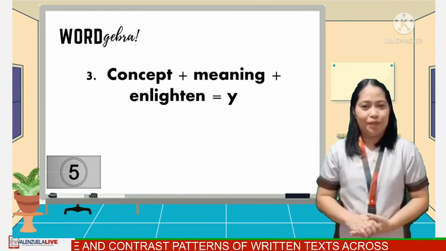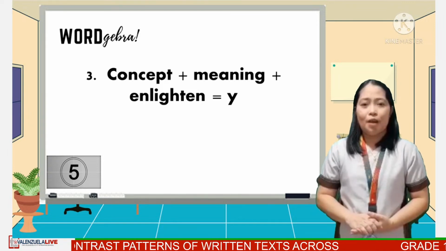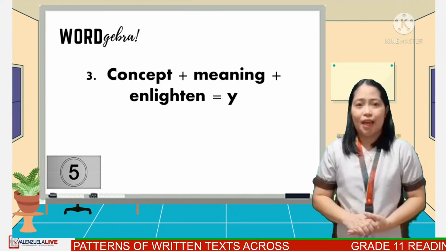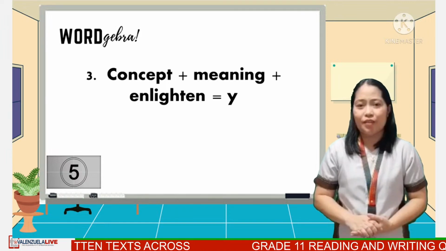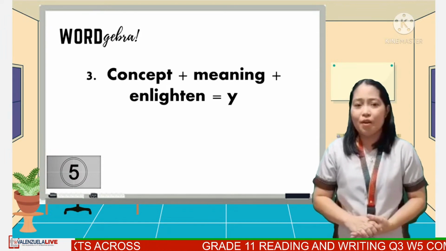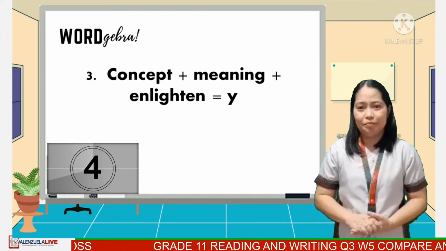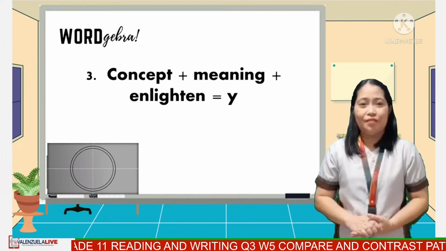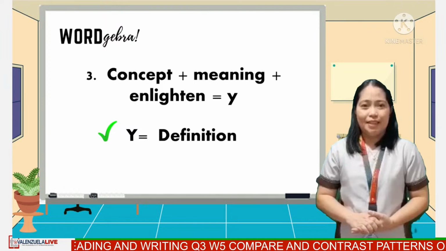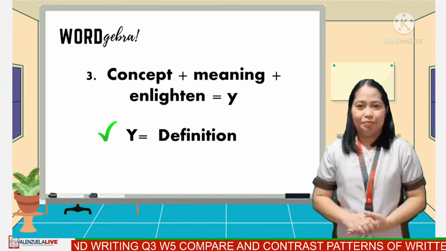Number 3. Concept plus meaning plus enlighten equals y. What pattern of development can we derive from this group of words? Very good. The answer is definition.